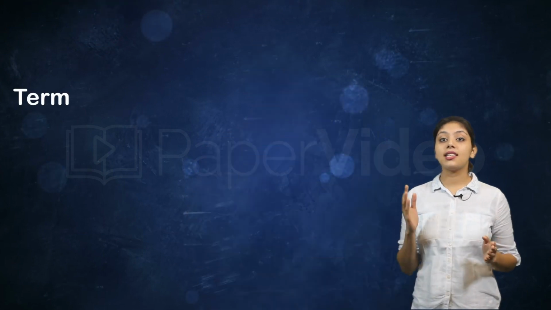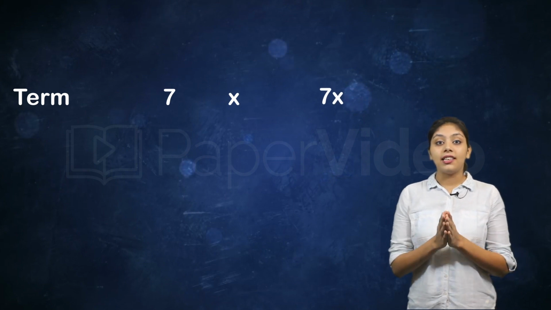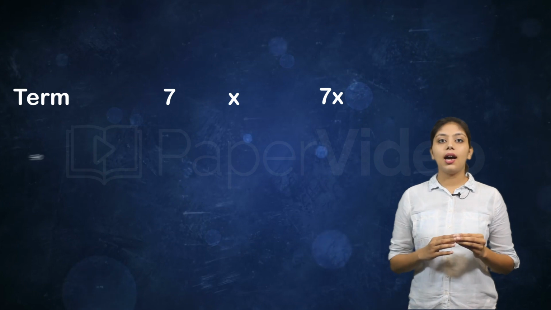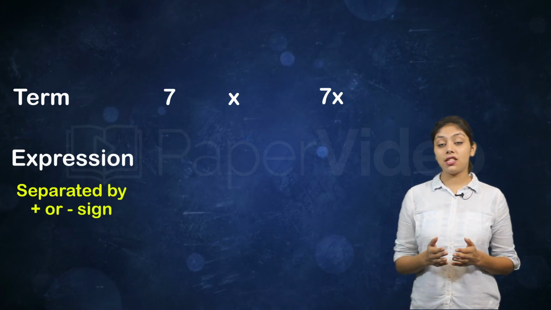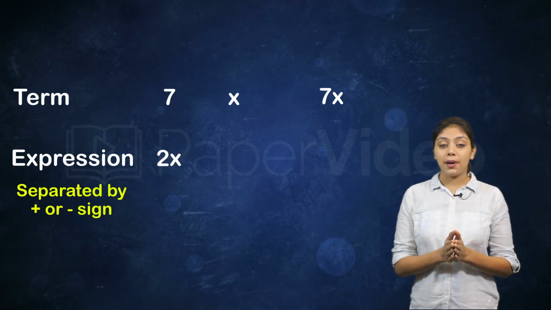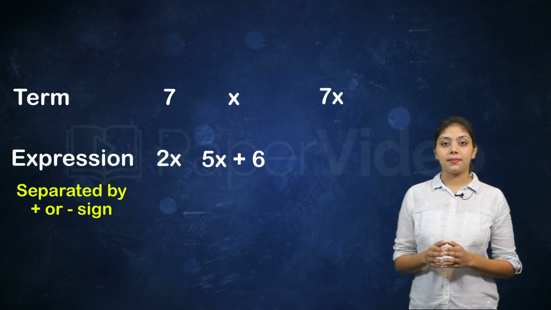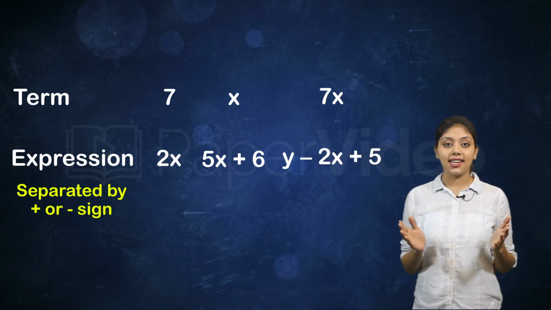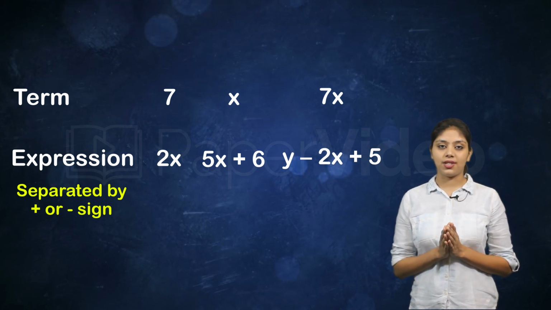Before we understand the meaning of a polynomial, let us quickly go through the meaning of a term and an expression. A term is a number, variable, or a combination of both. Here, these are the three separate terms. An expression consists of one or more terms separated by plus or minus sign. This expression has one term. This has two terms. And this expression has three terms. This is the basic concept of terms and expressions.